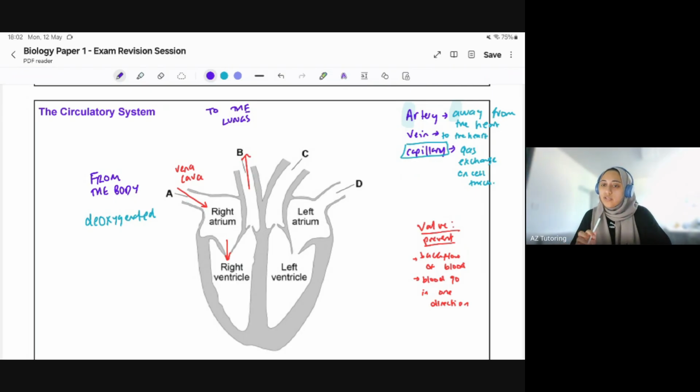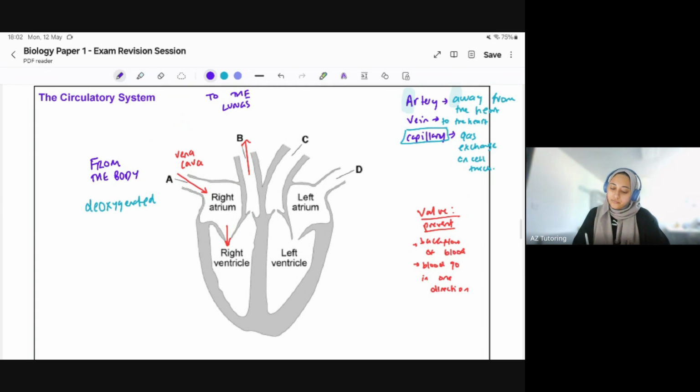Tricuspid valve and bicuspid valve, you don't need to know that for AQA. I'm not too sure if you're doing a different exam board, but for AQA, you don't need to know the actual type of valve for that. You just call it valve. Anyways, as I was saying, it's going to the lungs to go get oxygen. So it's still deoxygenated at this point.